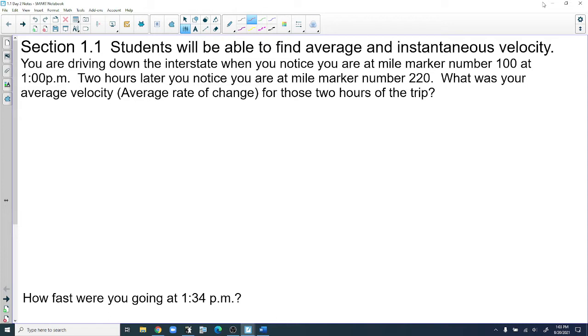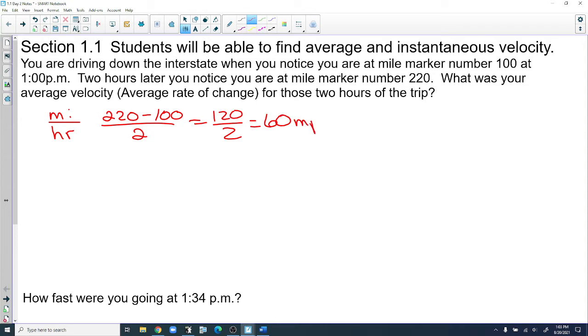Well, we're going to report this as miles per hour. So in other words, distance over time. Now, we ended at mile marker 220, started at 100, and this took 2 hours. So that's 120 over 2, so 60 miles per hour. How fast were you going at 1:34 p.m.? Well, we don't have enough information in this to be able to answer that question.